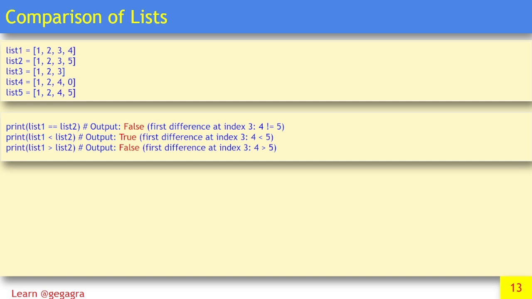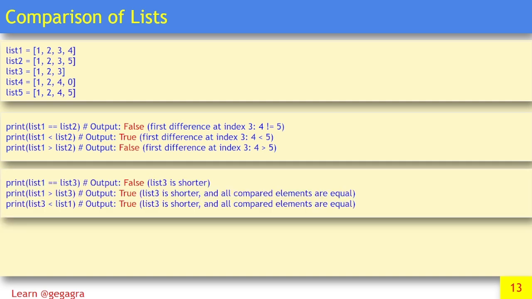Okay, now next, in the next example we are comparing list 1 and list 3. List 1 has 1, 2, 3, 4 and list 3 has 1, 2, 3. So list 3 is shorter, but the elements of list 3 are equal to those elements which are in list 1. That is why list 1 is not equal to list 3. Why? Because list 3 is shorter.